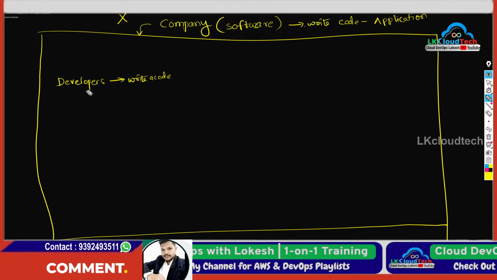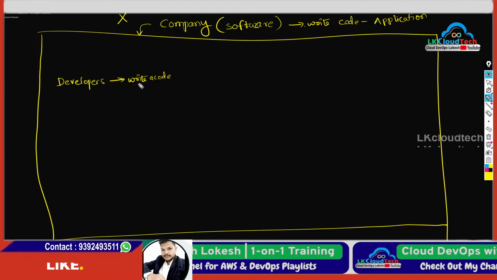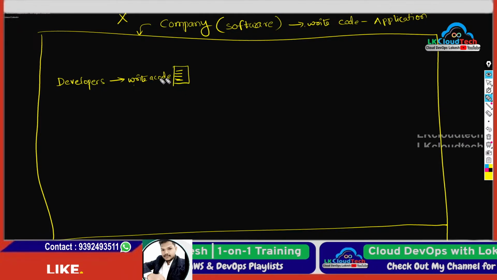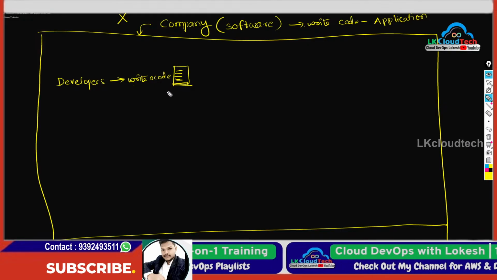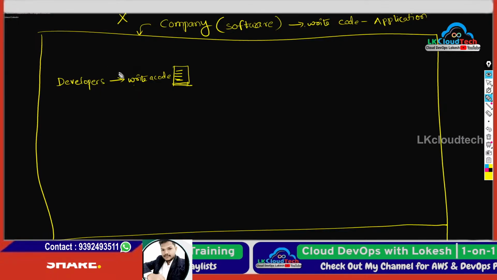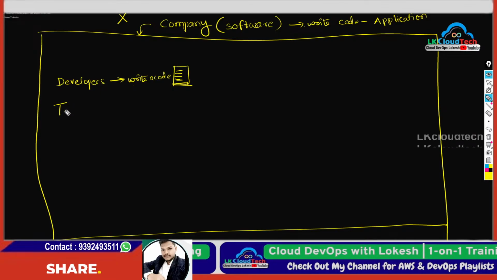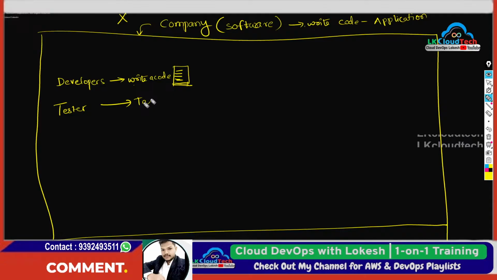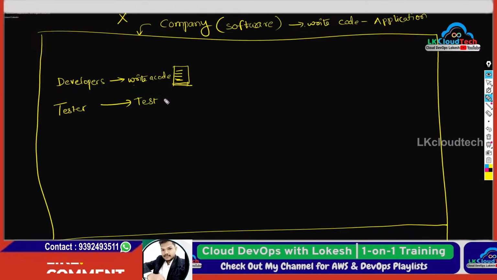So next, whatever code they have written, after that the code is ready. Suppose this code is ready, and you need to test whether this code is working properly or not. Who will do that? If developers do that, it will consume so much time. So that's the reason the testers will test it in parallel. The testing team will test this code.